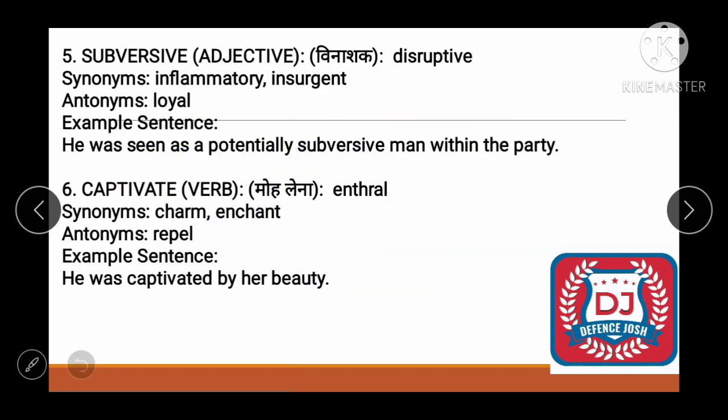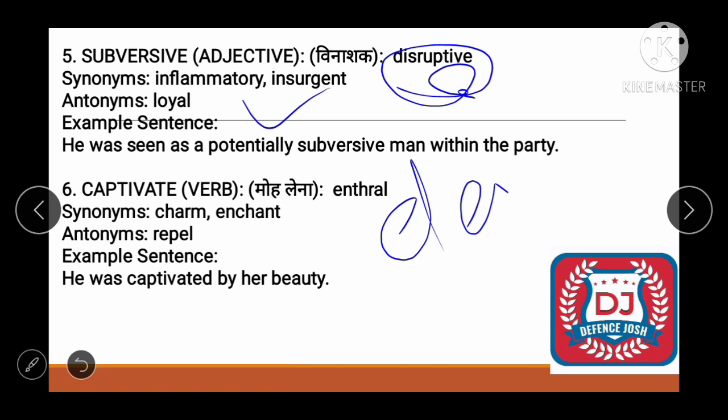Next one is subversive. Subversive. Alright. Subversive means disruptive, okay, inflammatory and insurgent. Here subversive means destroy. Okay, it means destroy. Opposite would be loyal. Here loyal means showing firm constant support. Alright. He was seen as a potentially subversive man within the party.